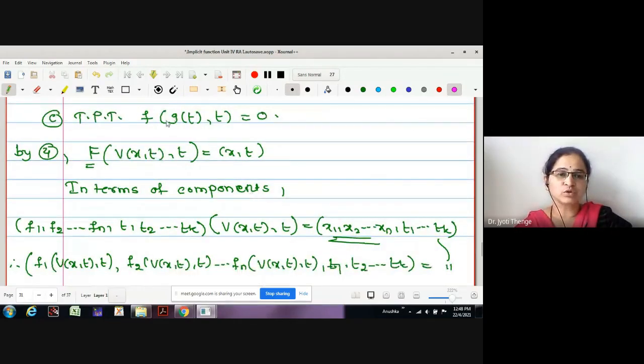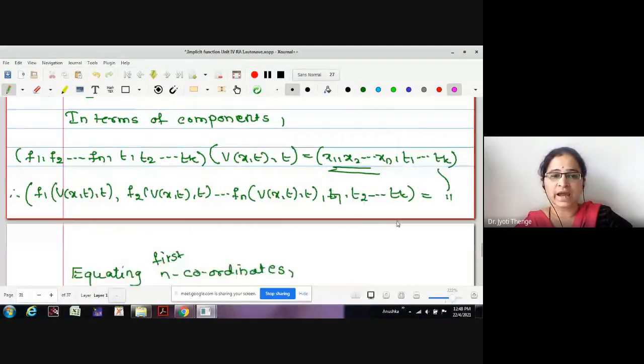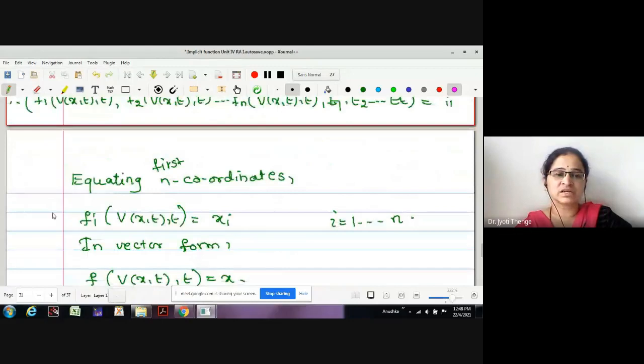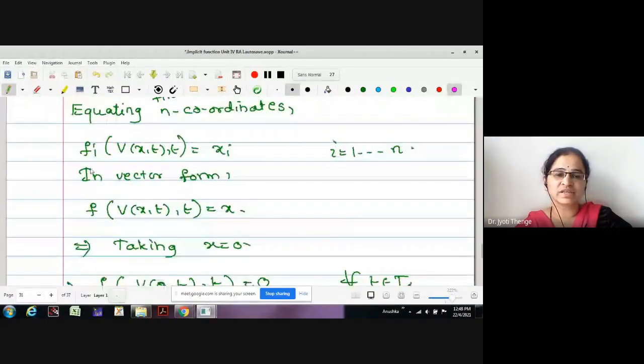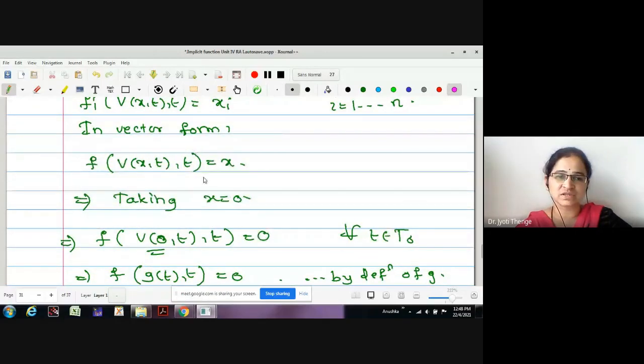Third point, we want to prove f(g(t), t) is equal to 0. For this, let us use statement number 4, which we have proved in step number 2, and we will just write it in terms of components. Capital F is written as F1 to Fn, and T1 to Tk. On the right also I have written the components. If we just equate the components, for the first n coordinates it gives you fi(v(x, t), t) is xi, and in the vector form we can write f(v(x, t), t) is equal to t.